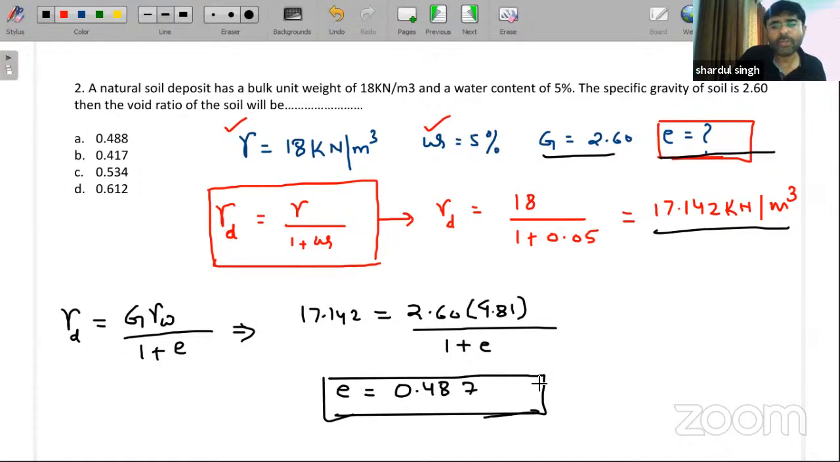The void ratio which you are getting is 0.487. So the correct answer will be 0.488. The nearest option for this is 0.488, so the correct answer will be option A. Are you getting this? Is it okay to everyone?